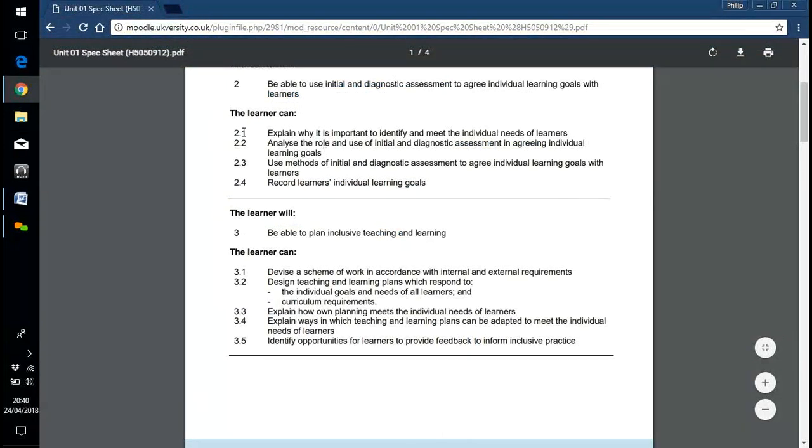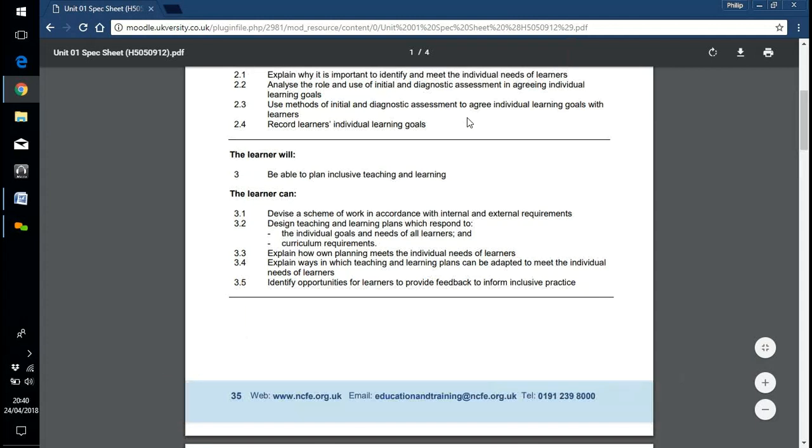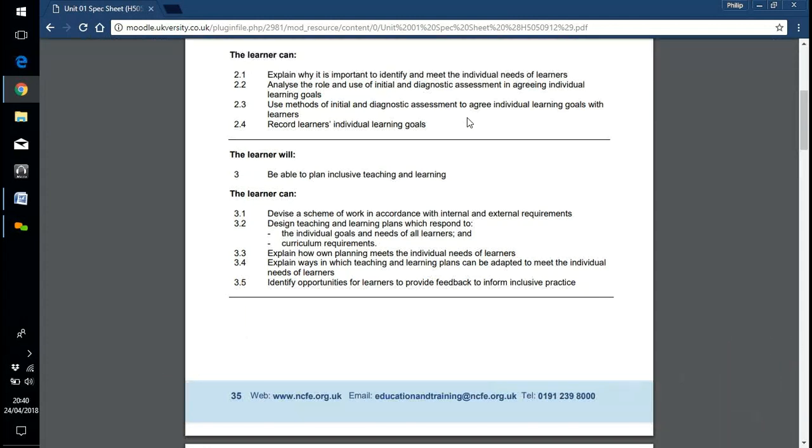So learning objective 2 is literally all about finding out about the learner's needs, recording those needs on an individual learning plan, from your initial assessment. And then LO3 leads straight into being able to plan inclusive teaching and learning. So many of you will probably or maybe not have to devise the scheme of work. The scheme of work may already be in position for you, where you have to deliver the lesson planning done to meet that scheme of work.